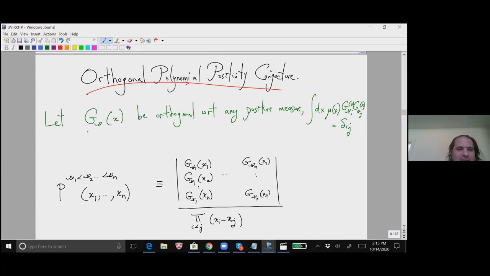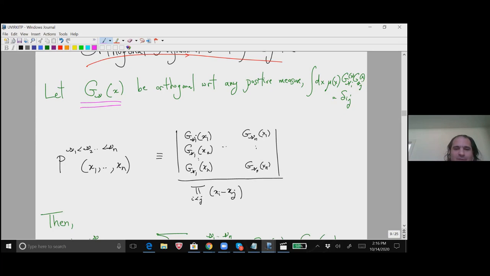Here's the statement. Let's say that G_S(x) are orthogonal polynomials with any positive measure, so that the integral of G_I G_J is delta_ij. Then you look at the following peculiar object. You take S_1, S_2 up to S_n and evaluate them at positions x_1 up to x_n, and take the determinant of this matrix. This is clearly antisymmetric in switching x_i and x_j, and it vanishes if any two of the x's are equal. So this giant polynomial clearly has a factor, which is the product of all the (x_i minus x_j).